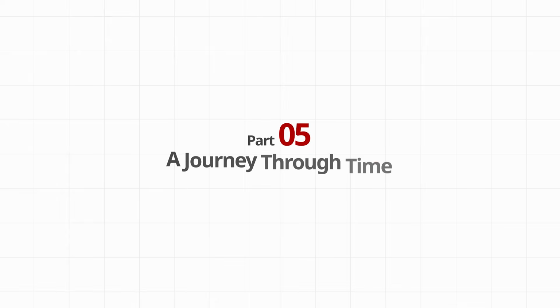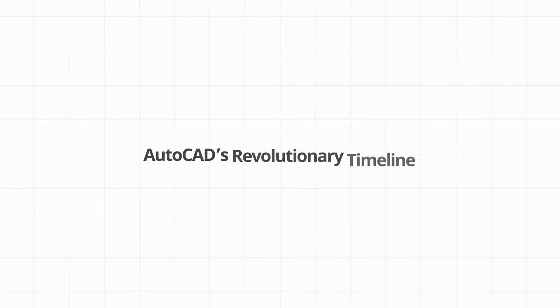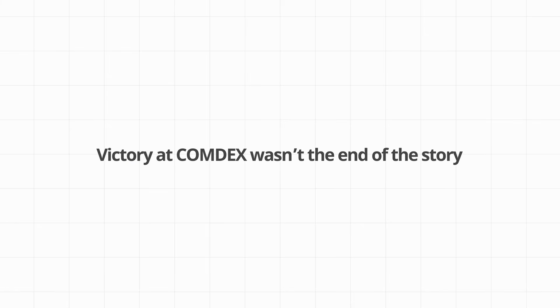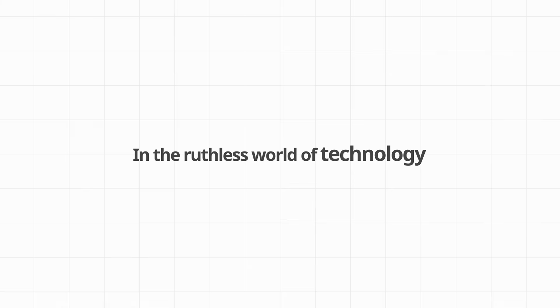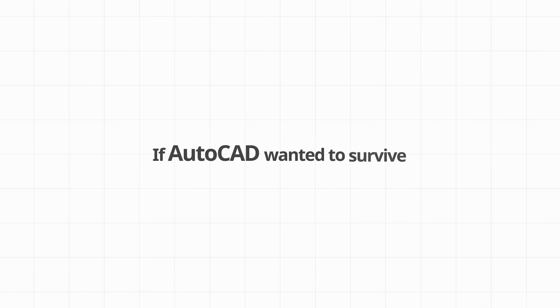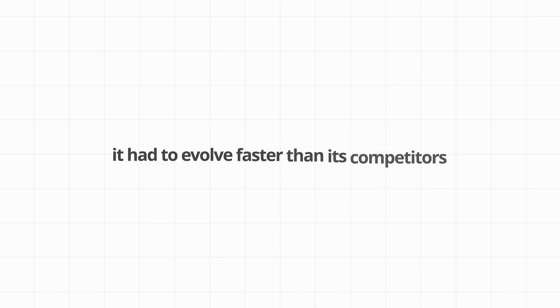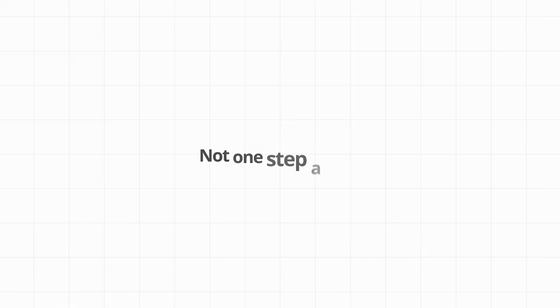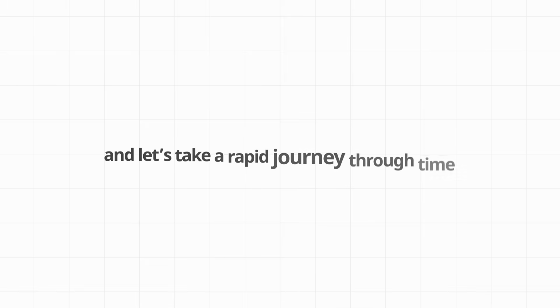Part 5, A Journey Through Time, AutoCAD's revolutionary timeline. Victory at Comdex wasn't the end of the story. In the ruthless world of technology, no triumph lasts forever. If AutoCAD wanted to survive, it had to evolve faster than its competitors. Not one step a year, but a leap with every release. So buckle up, and let's take a rapid journey through time.